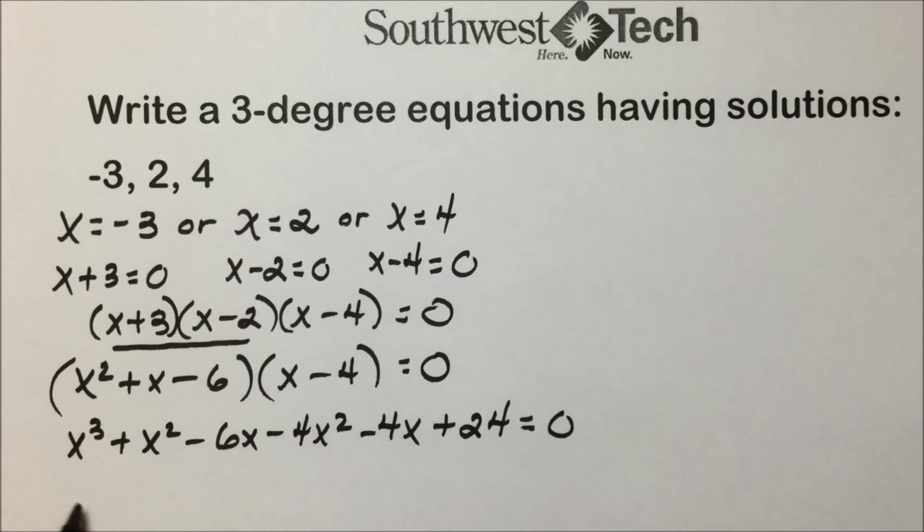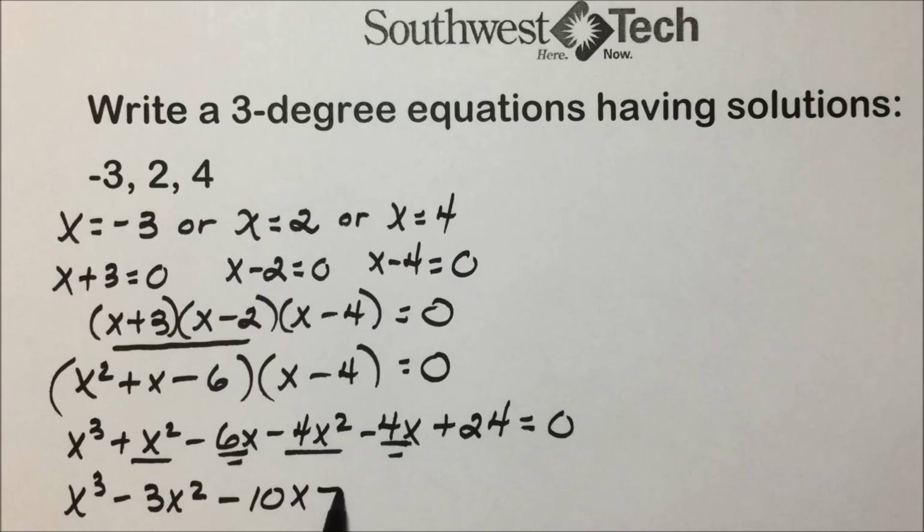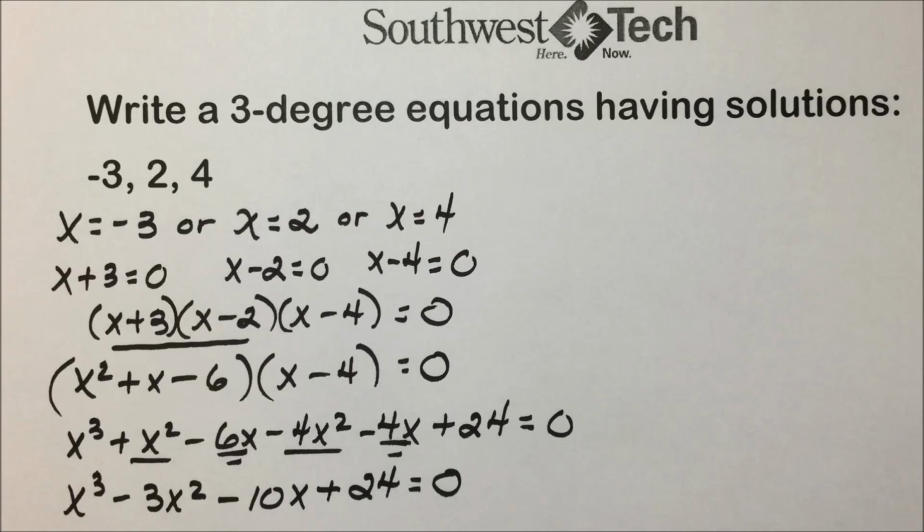Combining like terms, we have an x to the 3rd. We have an x squared minus 4x squared is a -3x squared. The linear terms, a -6x plus a -4x is a -10x. And then we have the 24 as our constant term. So there's our 3rd degree equation that has those as solutions.